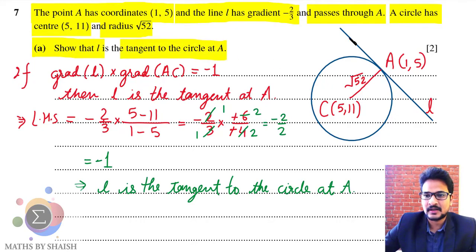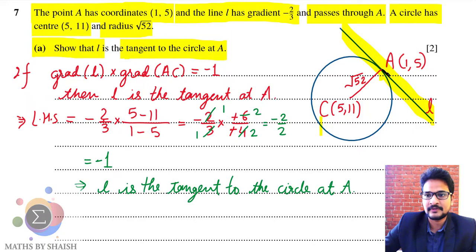So roughly I have drawn this graph. This A can be here as well because there are two tangents with the same gradient. So that's fine. Let's say this is the line L and this is the point A (1, 5) for example, because we are going to prove that it is a tangent to the circle.